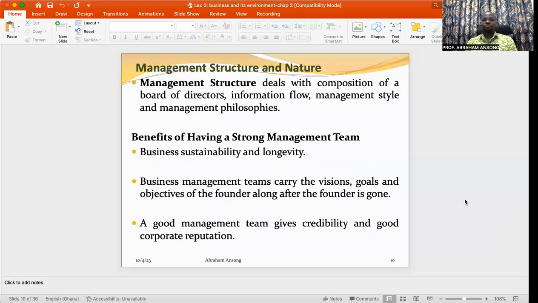So that then moves us to the next important internal force, which is the management structure and nature. Management structure deals with the composition of the board of directors, information flow, management style, and management philosophies. All of this addresses the management structure of the organization, and it's very, very important.